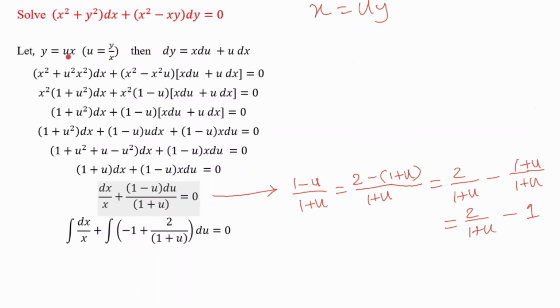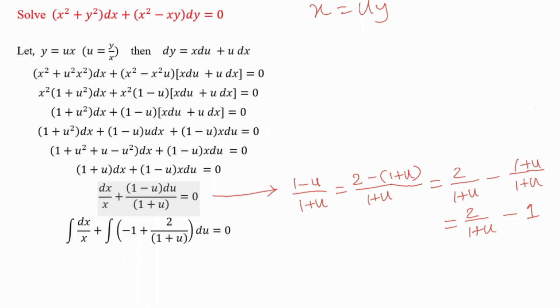So when we differentiate this one, dy equals to u dx plus x du. Here u is our new variable instead of y. That's why we have to use the product rule for these derivatives. Now we put y equal to ux and dy equals to x du plus u dx in the given equations.